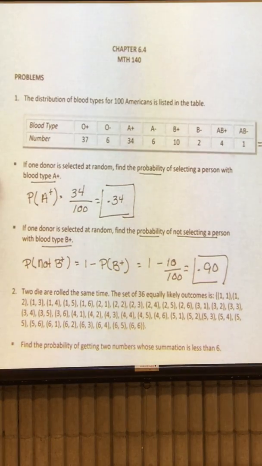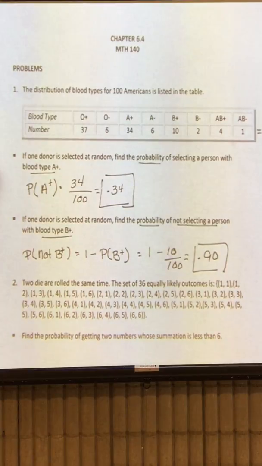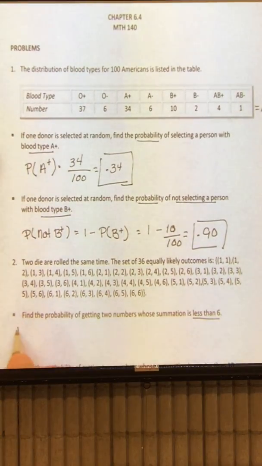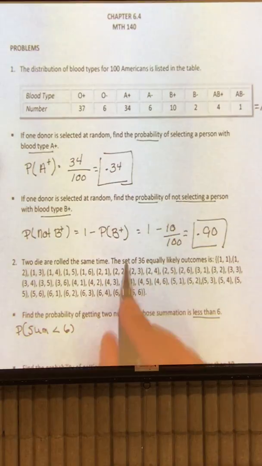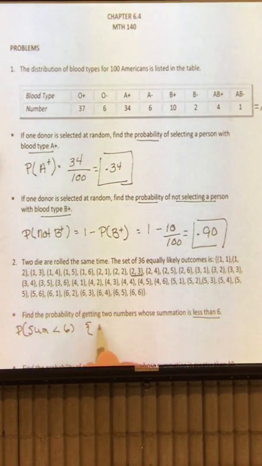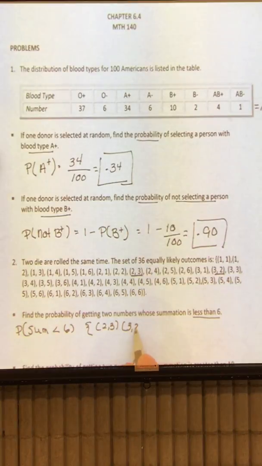Number 2. Find the probability of getting two numbers whose summation is less than 6. So looking at our outcomes, to find the probability of the sum less than 6, let's look at our total outcomes. We have 2, 3 is less than 6, and we have 3, 2 is less than 6.